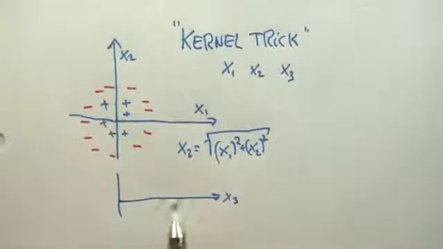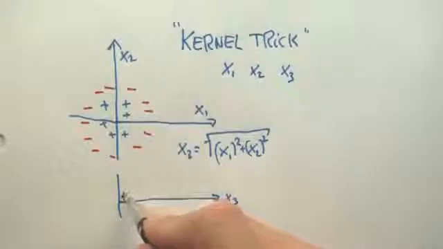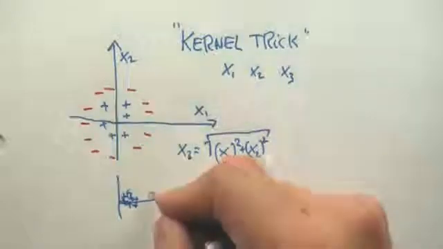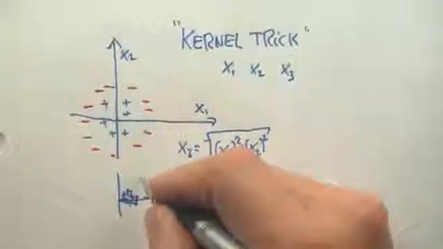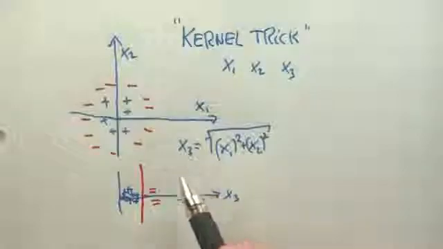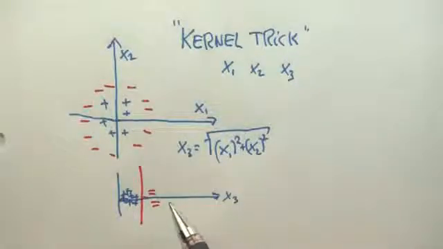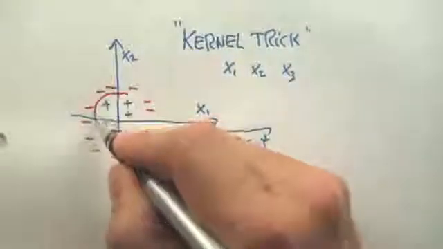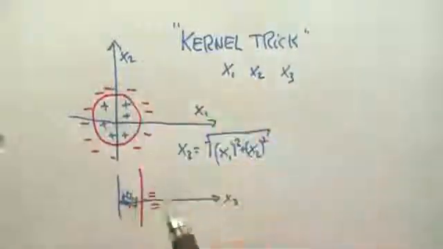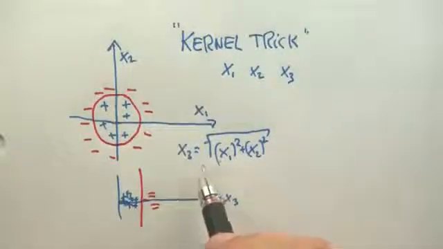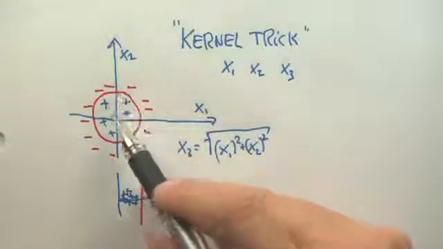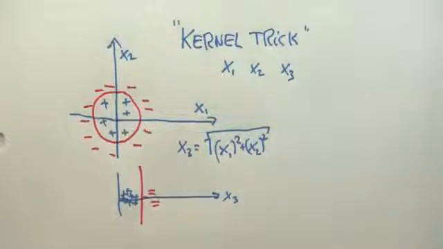Plotted just along the third dimension, all the positive examples end up close to the origin, and all the negative examples are further away. And the line that's orthogonal to the third input feature solves the separation problem. Mapped back into the space over here, it's actually a circle, which is the set of all values of x3 that are equidistant to the center of the origin.